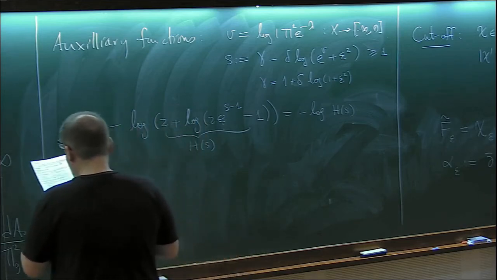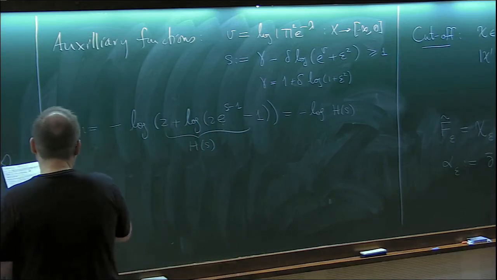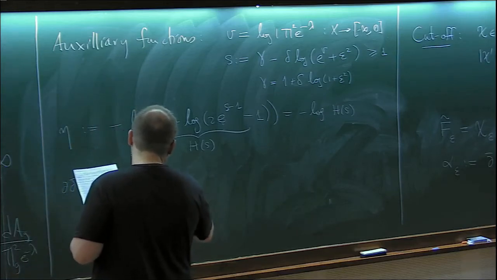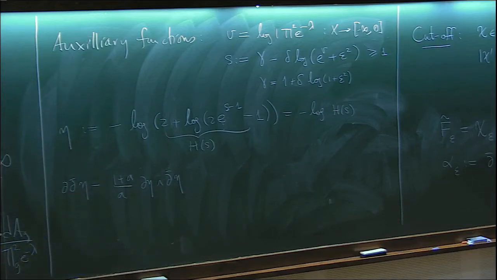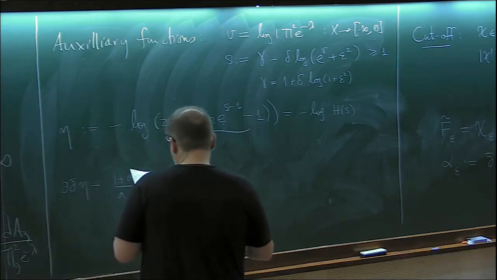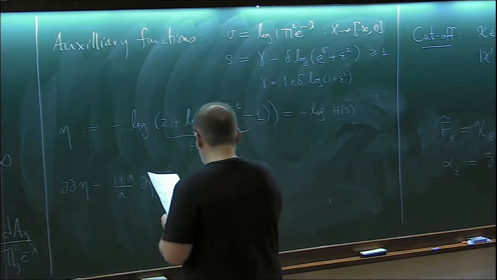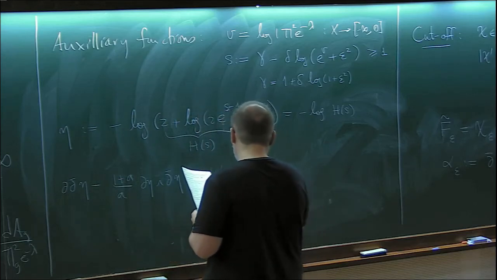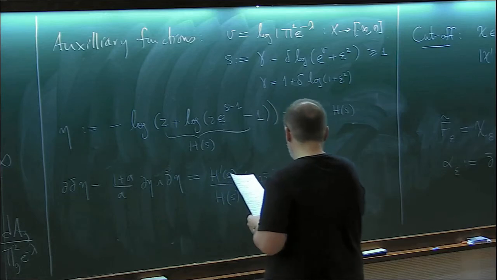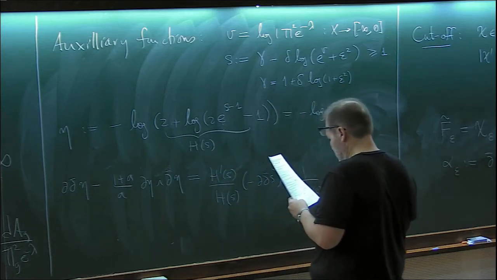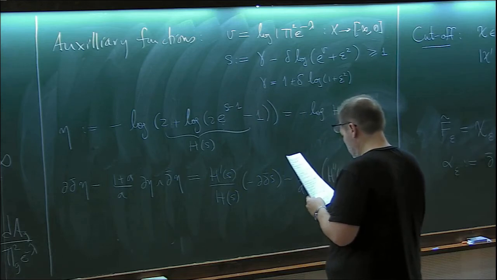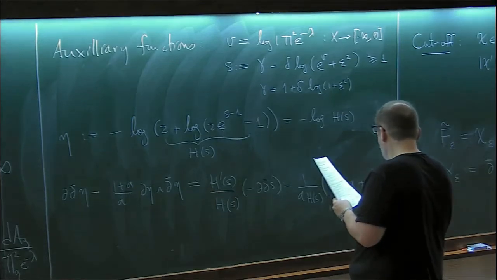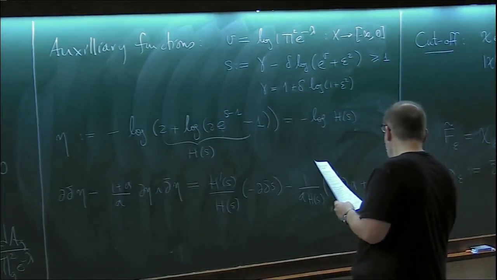Okay, so now let's compute i∂∂̄η minus (1+a)/a times i∂η ∧ ∂̄η. I haven't told you what a is yet. I'm going to choose it based on this computation. I don't have enough time to go through this, but this is an exercise in calculus. I'll let you check that this is h'(s)/h(s) times negative i∂∂̄s, minus 1 over a h(s) times h''(s) times a plus h'(s) squared over h(s).